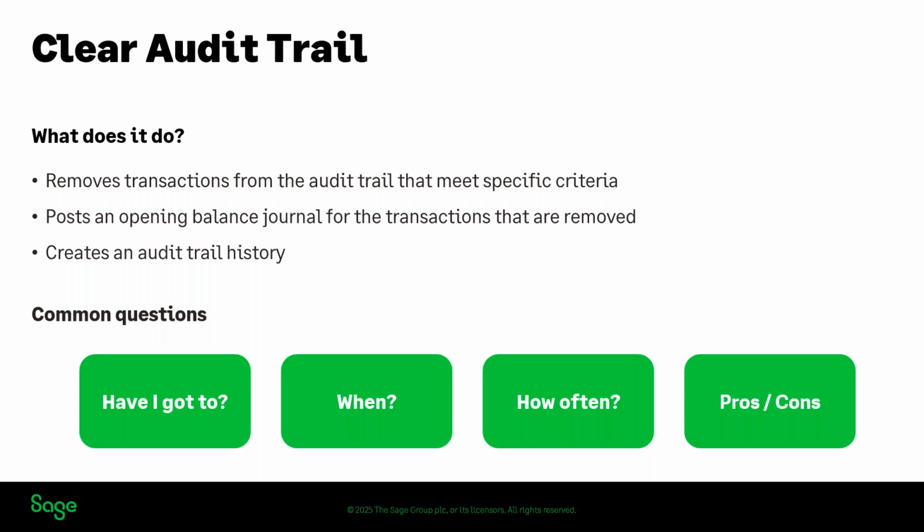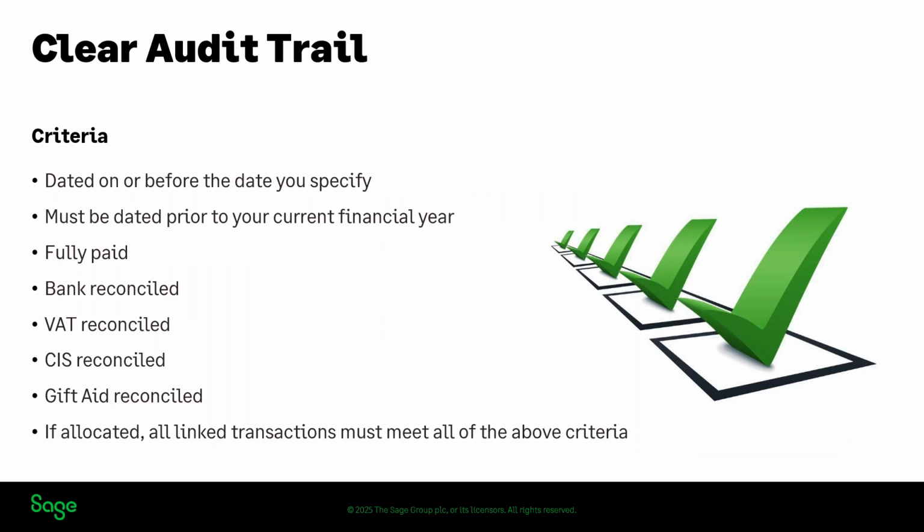Now, let's say you are thinking about clearing your audit trail. There is certain criteria that your transactions have to meet before they can be cleared. When you're working through the wizard, the first thing it's going to ask you for is, when do you want to clear up to? We'll pick up on that in a bit more detail in a moment as well. You'll specify a date during that wizard. It's not just going to look at everything and say, right, we're going to clear what we can. You will specify a date when you run through that wizard. So transactions must be on or before the date you specify. I suppose that's the core criteria that needs to be met.